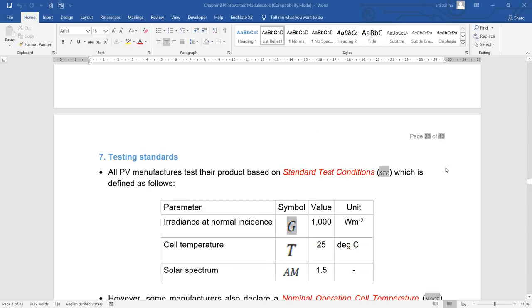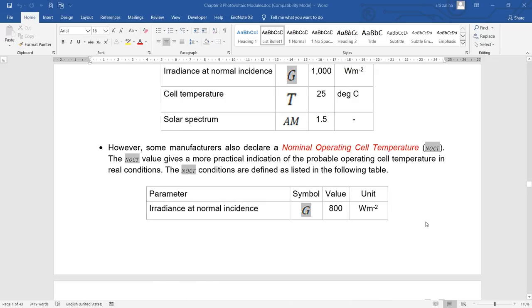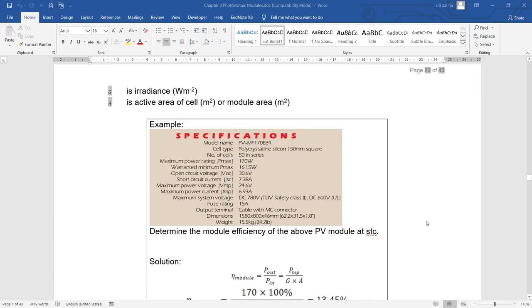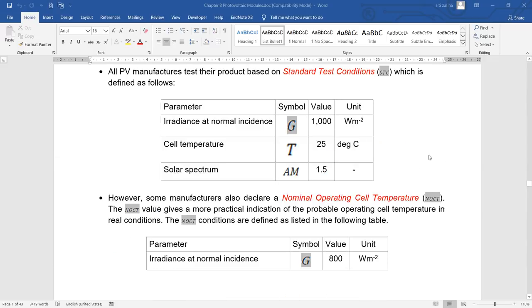All the manufacturers will do this STC test at the factory. So all the values from the data sheet come from the STC, or standard test condition. However, some manufacturers also declare a nominal operating cell temperature (NOCT). This is because NOCT seems a more practical indication of the probable operating temperature in real conditions.